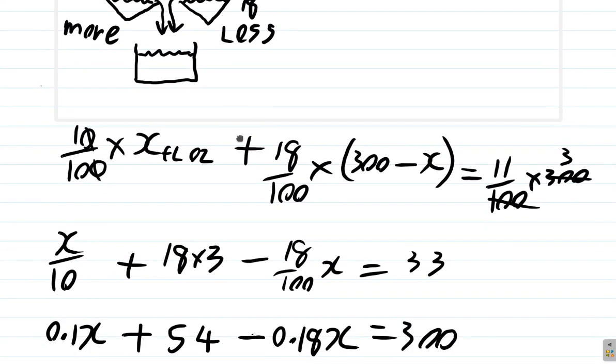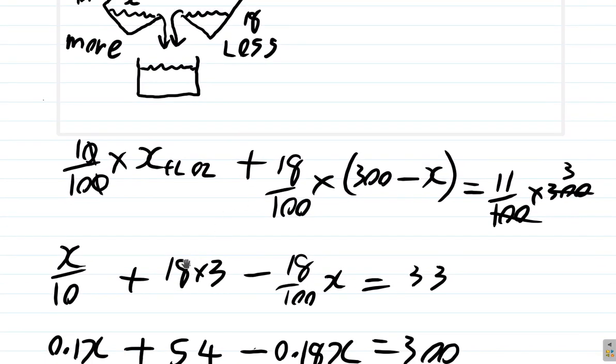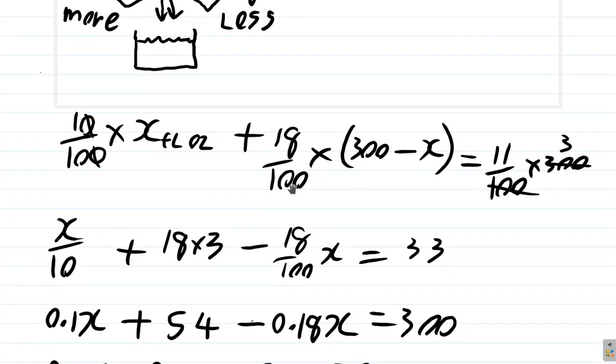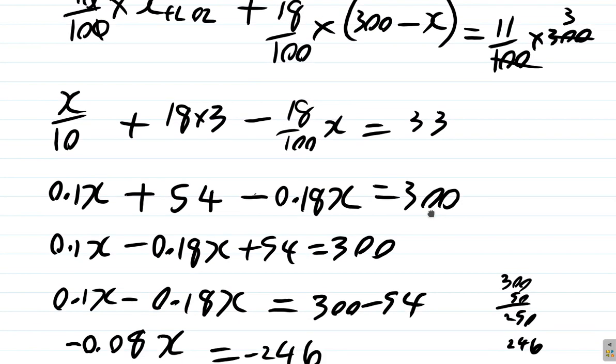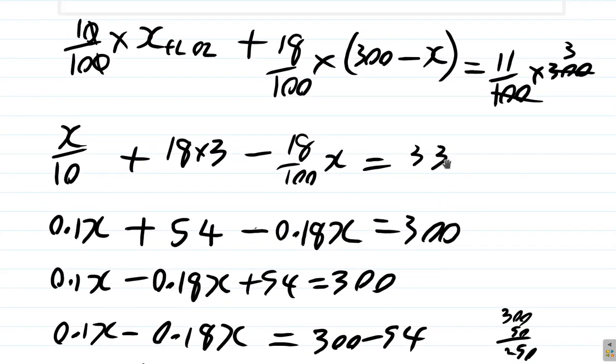10% of x plus 18% of 300 minus x is 11% of 300. So 1/10 of x plus 18 by 300 is 54 minus 8 over 100 is 0.018x equals, oh, this is 33. Where did I get 300 from? Where did I get this from?